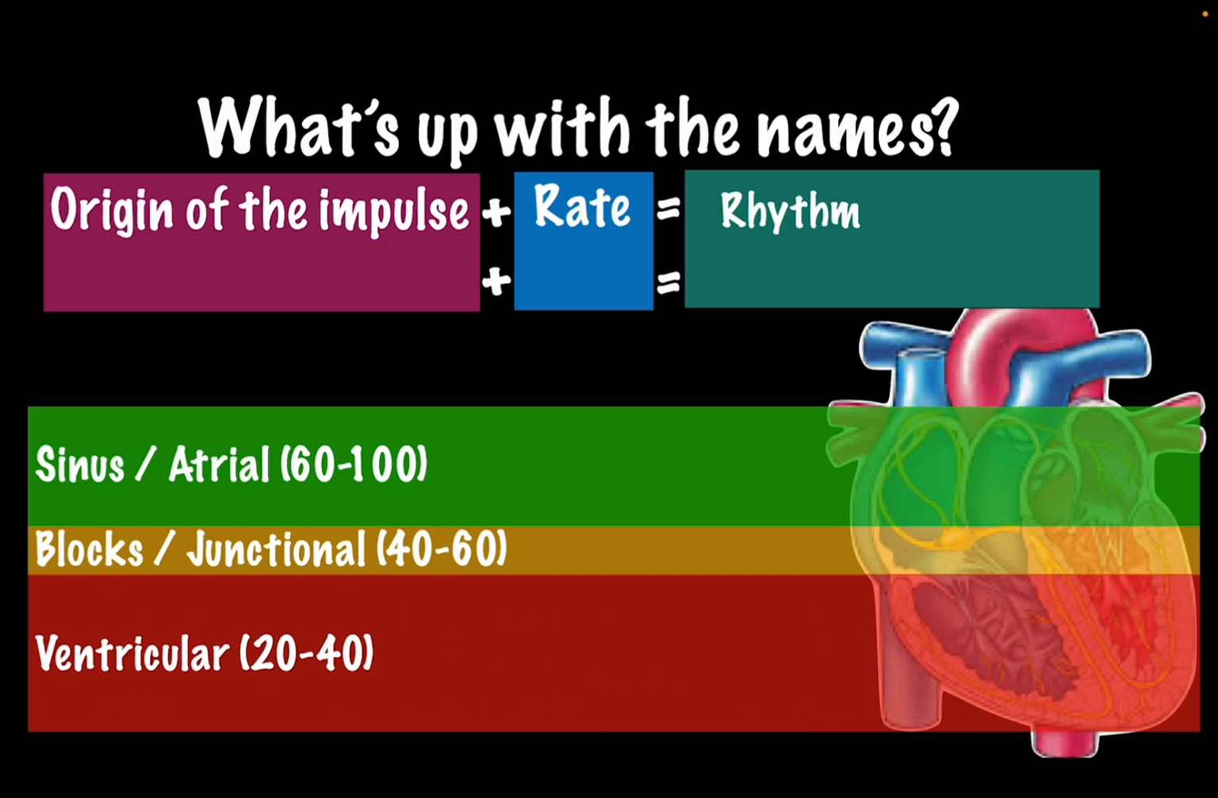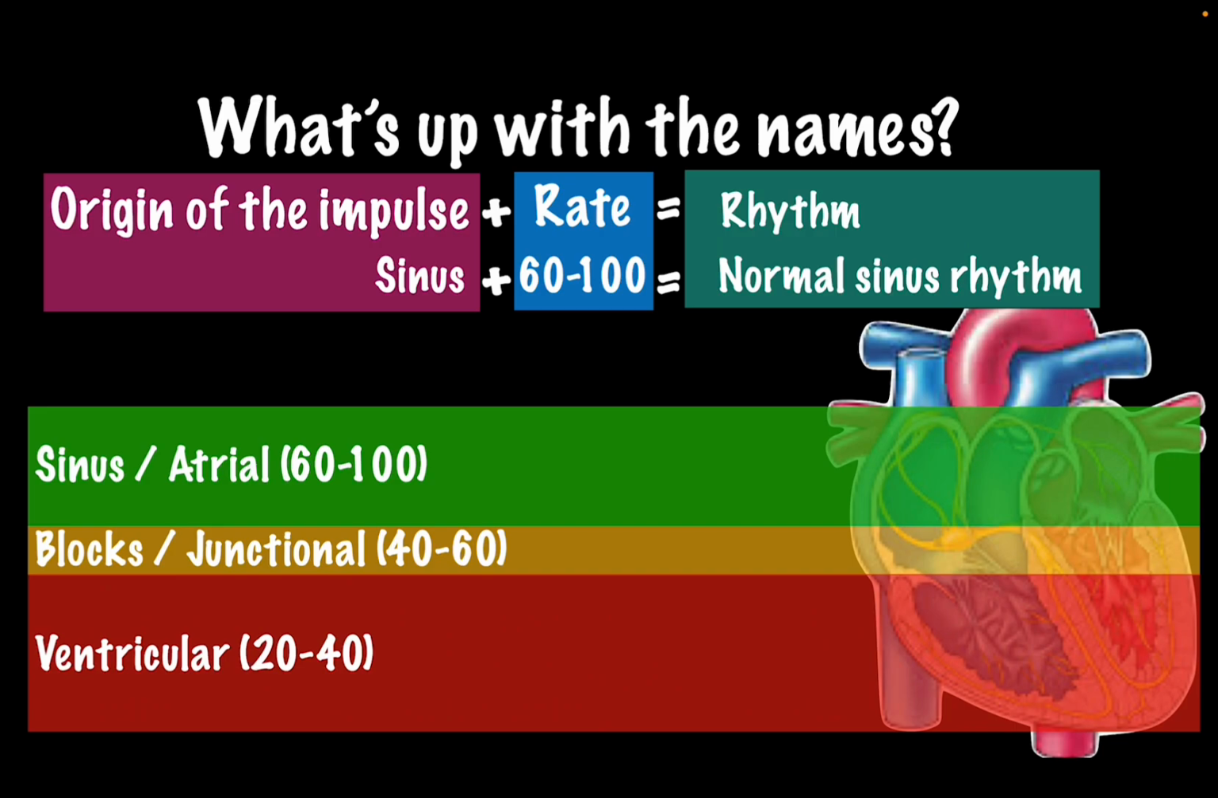Let me give you an example of what I'm talking about. Let's say that we have an impulse that initiates in the sinus node. Well, the origin of the impulse is sinus. Now, let's say that the rate is 80. The names are based off of the rate, and the rate is 80, and normal is 60 to 100. So that is normal. The rhythm is normal sinus rhythm. It's saying it initiated in the sinus and the rate is normal.